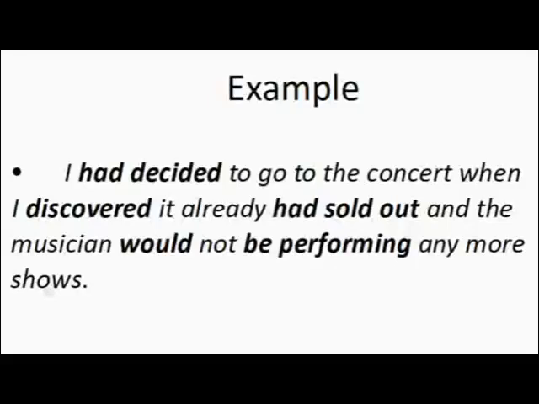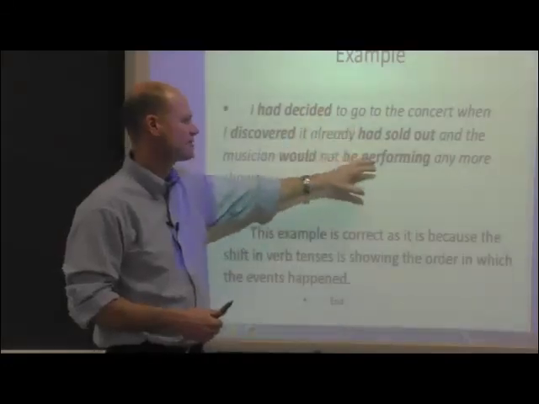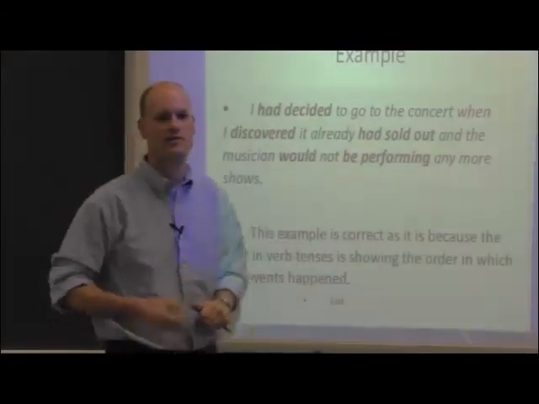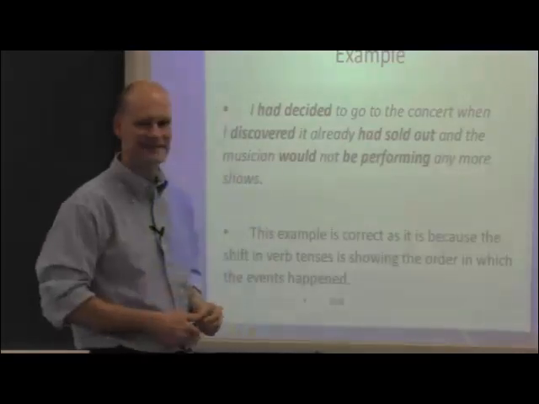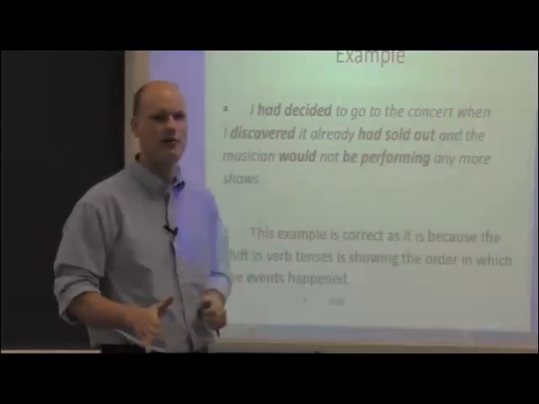This one, the example is correct, as it is because the shift in verb tenses is showing the order in which events happen. In the past, they decided to go to the concert and then discovered that it had sold out. So in the past, because they found out the musician would not be performing any more shows in the future. So yes, there's a change from past to future, but in that situation, it was chronological order and it made sense. So just watch out for that one example.